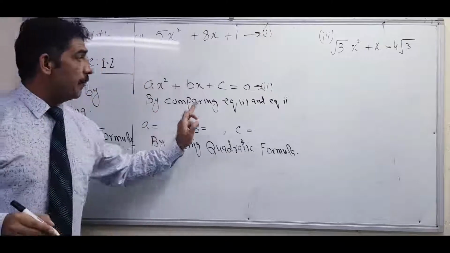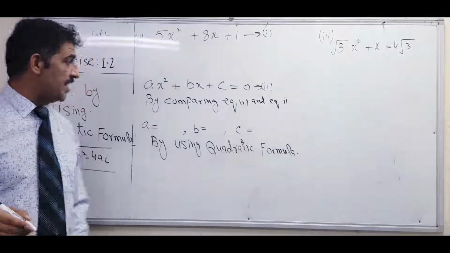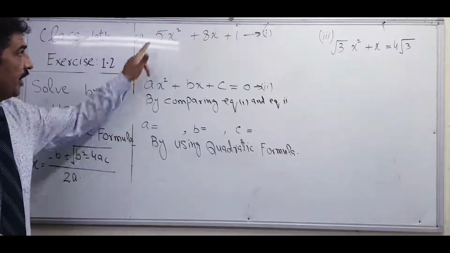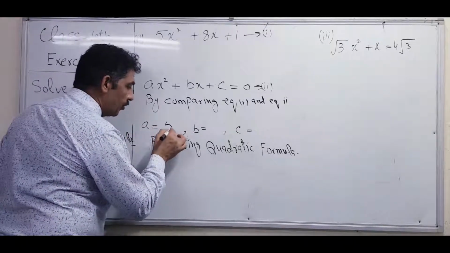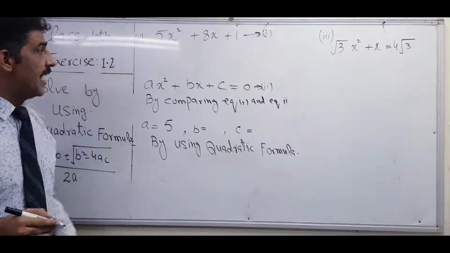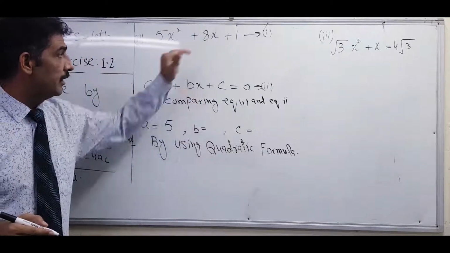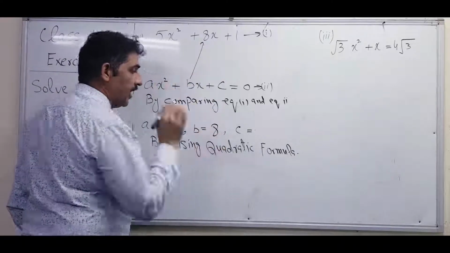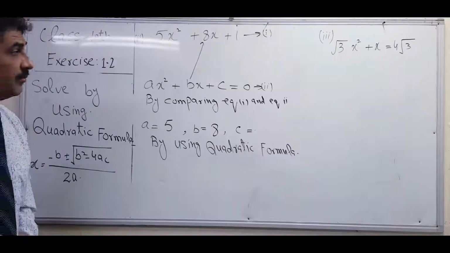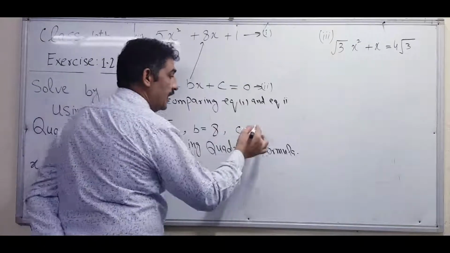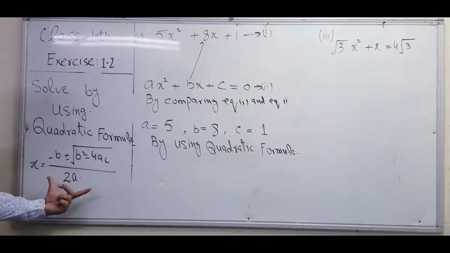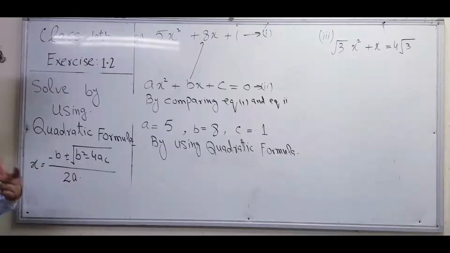By comparing equation 1 and 2, what is the value of A? I will help you, and after that you will solve. The value of A is equal to 5. Good. And the value of B, what is that? The coefficient of x. Here you can see the coefficient of x, the value of B, is equal to 8. And C, the constant term, what is the last constant term? That is 1. After that, by using the quadratic formula, which is in front of you, put the values here and find the answer.